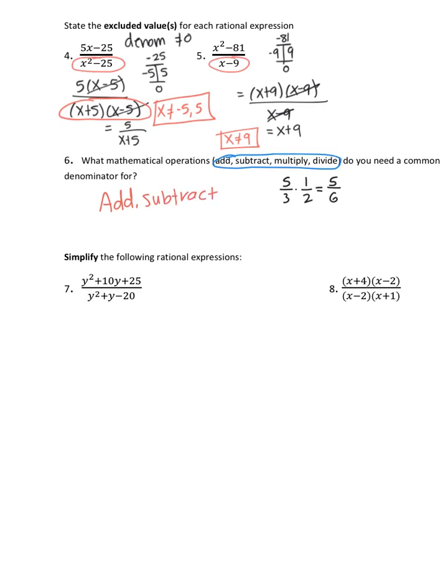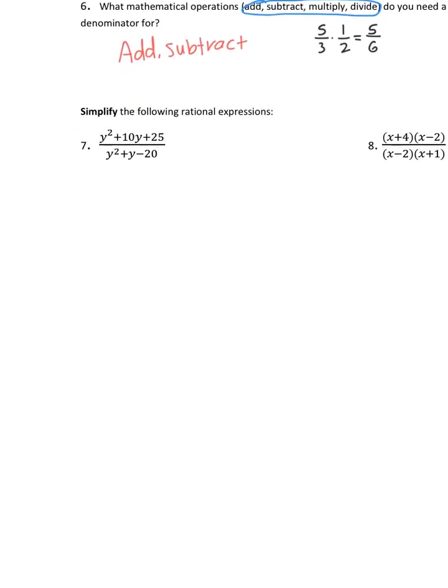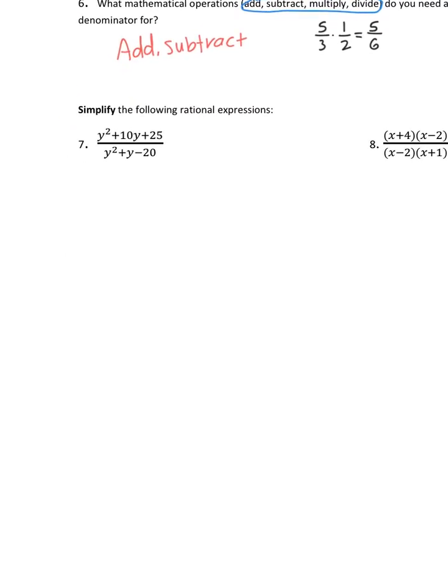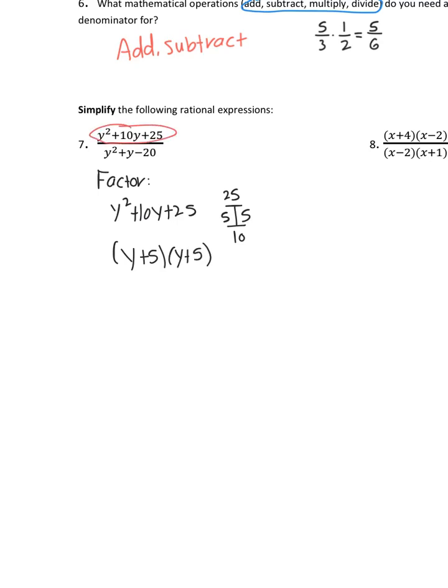Okay. Number 7 and 8, we are simplifying and then listing those domain restrictions. So for number 7, you see quadratics, you want to factor those. So I'm going to factor the top and the bottom. So I've got things that multiply to 25 and add to 10. Got positive 5 and positive 5. So this numerator goes with this factored form.